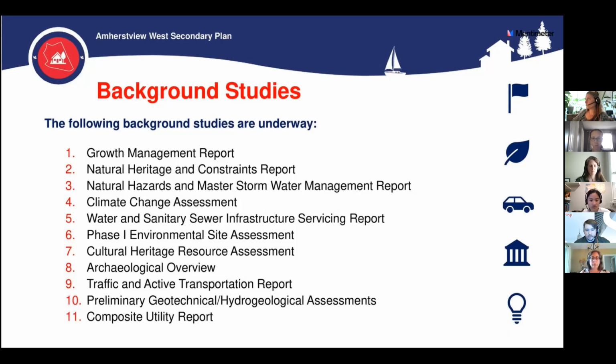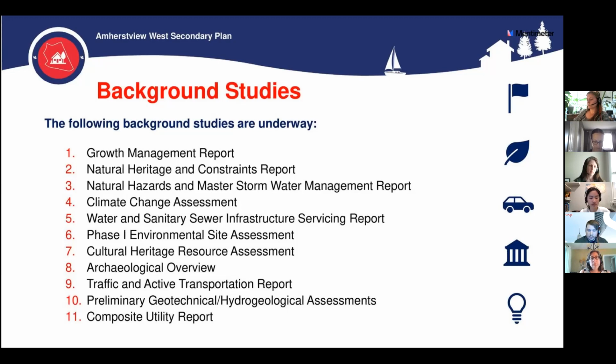The water and sanitary sewer infrastructure servicing report is a key document looking at connections to surrounding municipal servicing and a strategy for connecting services within the secondary plan area and looking at any constraints on the current infrastructure. The phase 1 environmental assessment is looking at potential of contamination in the lands within the study area. The cultural heritage resource assessment and archaeology overview are two key documents looking at the history of land use here, identifying any potential resources that might be identified as cultural heritage preservation requirements, and any archaeological potential in the area.